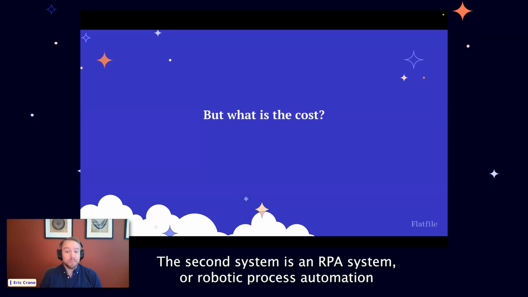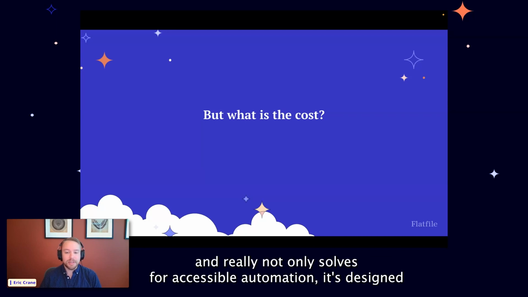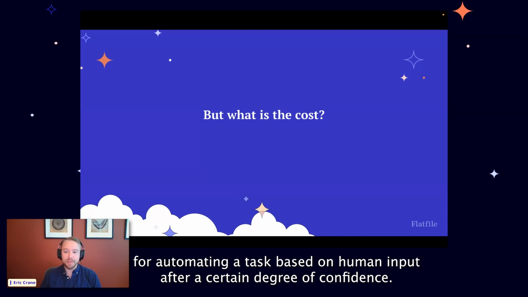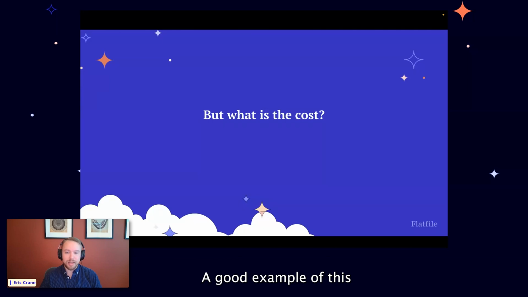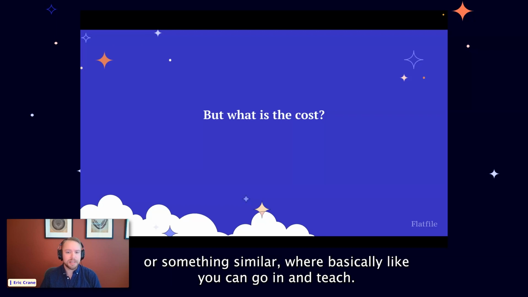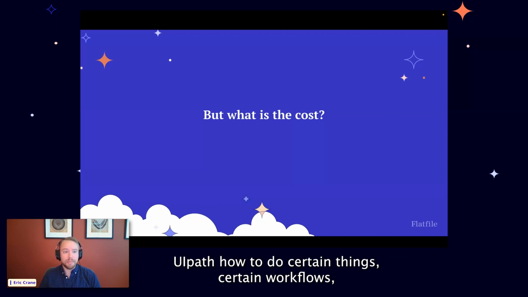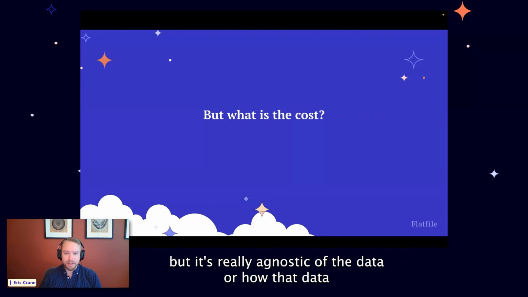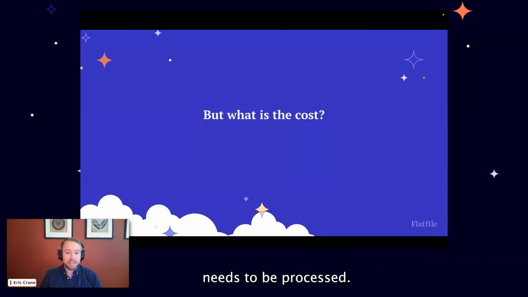The second system is an RPA system, or robotic process automation. And really that only solves for accessible automation. It's designed for automating a task based on human input after a certain degree of confidence. A good example of this is something like UiPath. I'm sure you've heard of UiPath or something similar, where basically you can go in and teach UiPath how to do certain things, certain workflows, but it's really agnostic of the data or how that data needs to be processed.